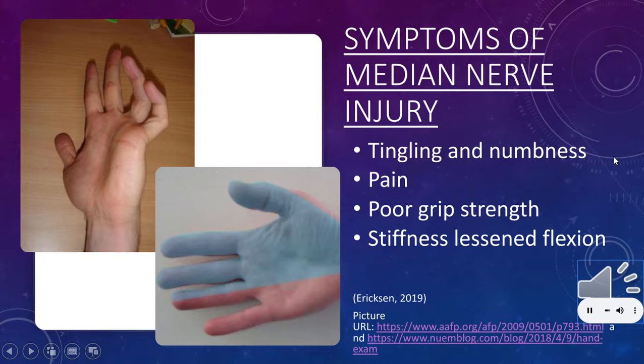Someone with a median nerve injury can also experience stiffness and lessened flexion within their hand on the lateral side, and this is called the hand of benediction. And this is the picture shown on the left side.